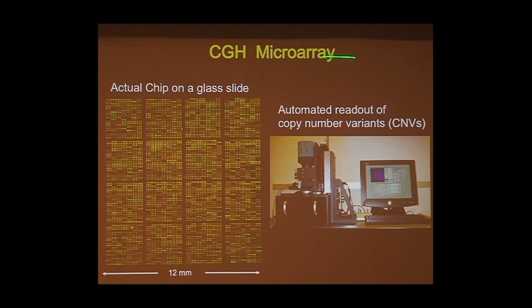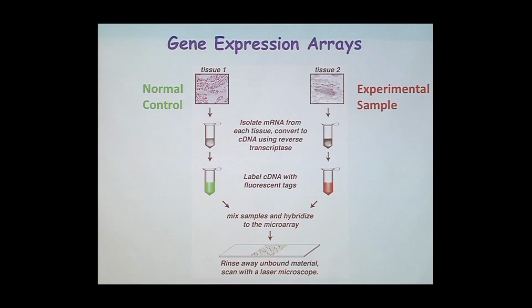And this is what the whole array actually looks like. This is, of course, magnified quite a lot from the microscope slide. And here's an example of the machine, basically, that automates this, that can read all of this data and spit it out in a way that a scientist can analyze it.